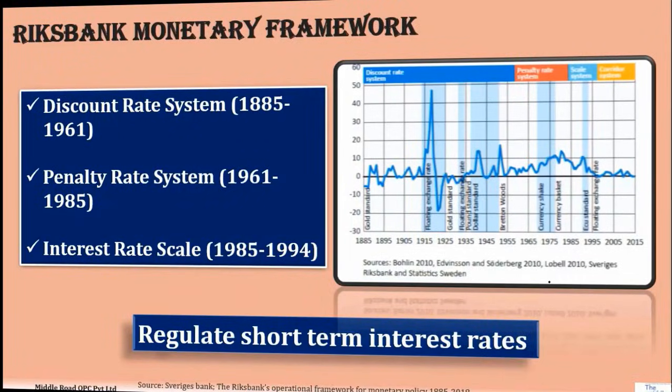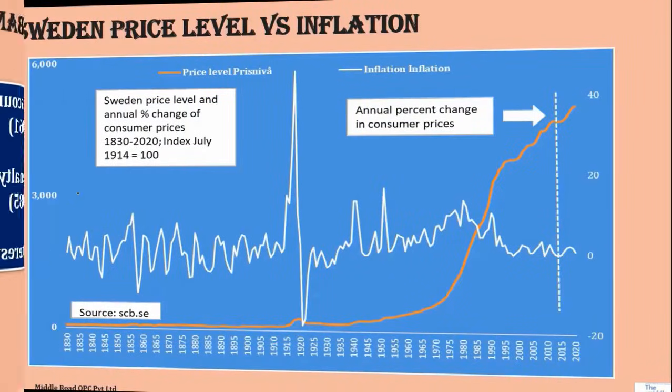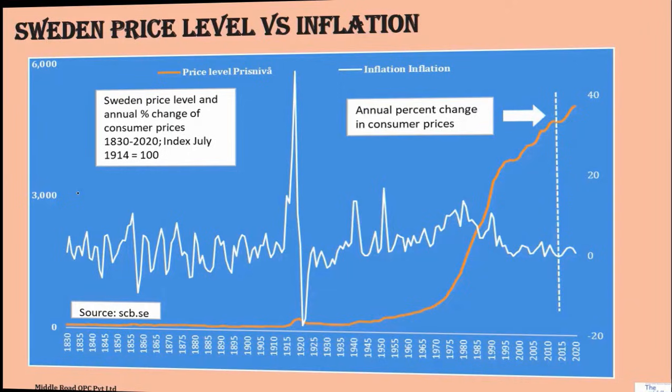For a period of time, if you look at their history, they followed from 1885 to 1961 a discount rate system as their main policy rate. Then they followed a penalty rate system, and then they had an interest rate scale. So they have a very interesting history. I just wanted to show you how things have gone over a period of time and how different policy parameters have come in. Now this gives you an excellent overview of how the price is done and inflation.